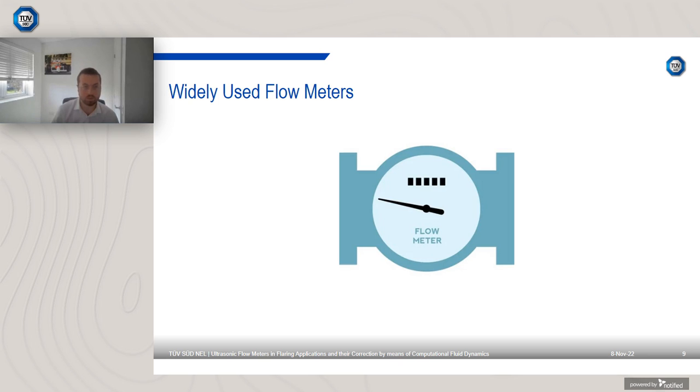So let's have a look at the widely used flow meters in the industry, and why we don't use some of them in flare systems. So firstly, we have the Coriolis meter. This is a mass meter, so it directly measures mass and can also directly measure density. However, these meters usually provide a small turndown ratio and are intrusive, and therefore it's not applicable to flare systems.